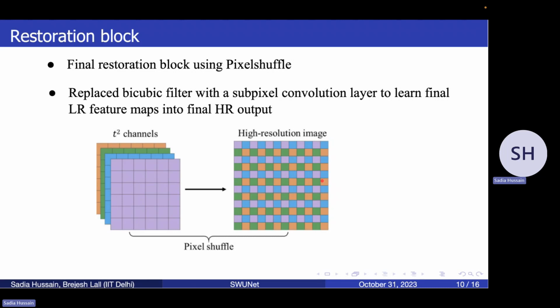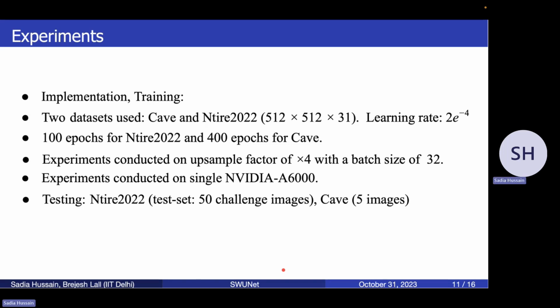The final restoration block is pixel shuffle. We have replaced a simple bicubic filter with a pixel shuffle. This upsampling is better than a normal bicubic filter because it takes into consideration t-squared channels and changes them into 1 over t stride in the high resolution image. So that's pixel shuffle. At the end, we also use one interpolation technique to just get the low-level features into existence. So these are the experiments, implementation, and training.